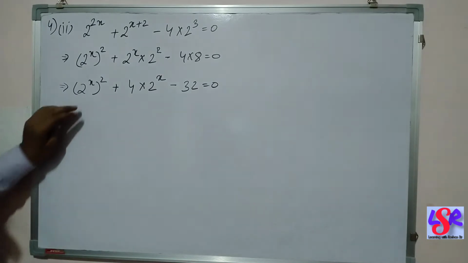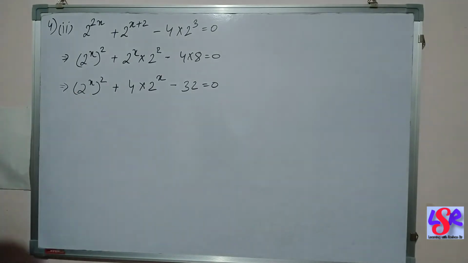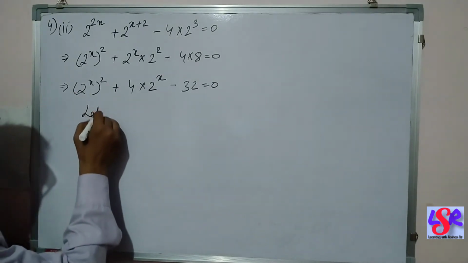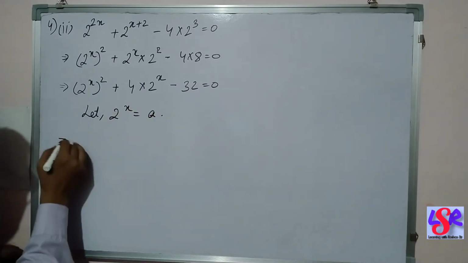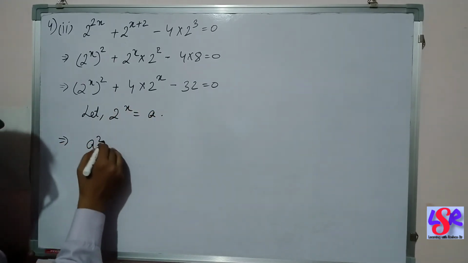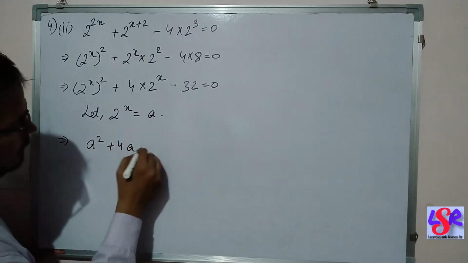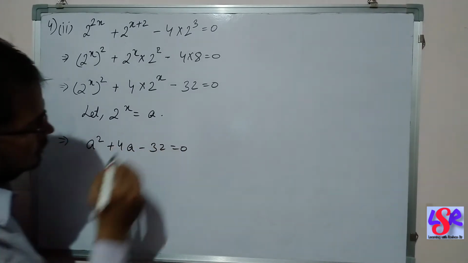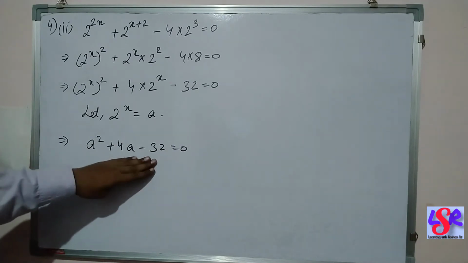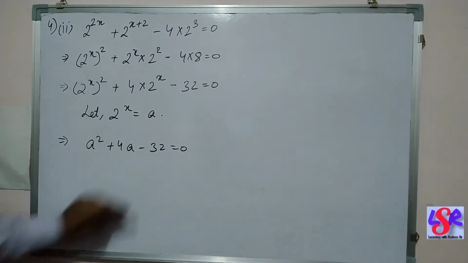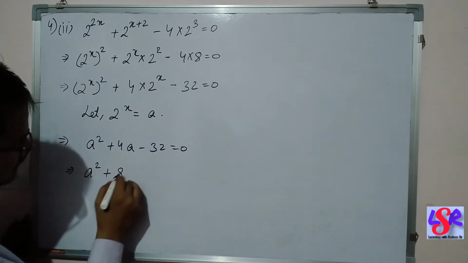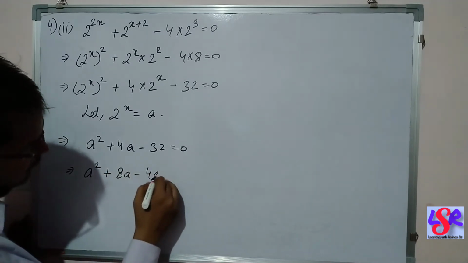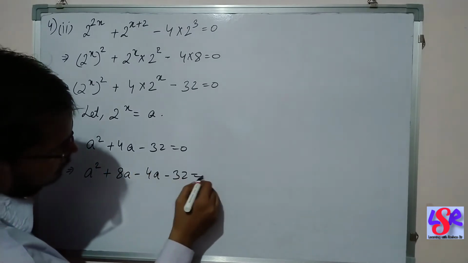Now here we are going to suppose 2 to the power x as a. So let 2 to the power x equals to a, and this can be written as a square plus 4a minus 32 equals to 0. Now we are going to factorize this with the help of splitting the middle term, and this will be equals to a square plus 8a minus 4a minus 32 equals to 0.